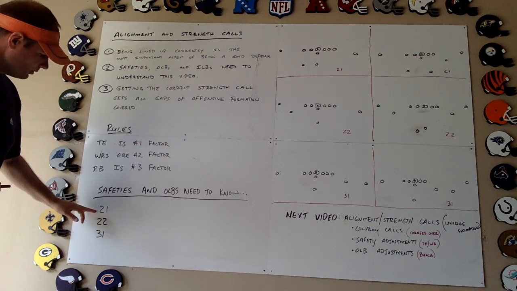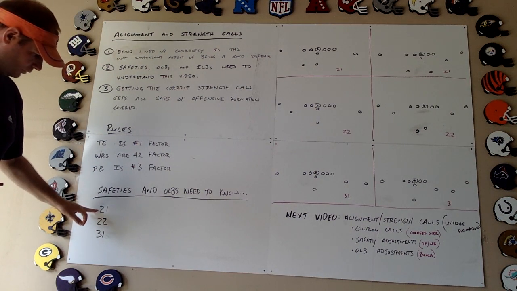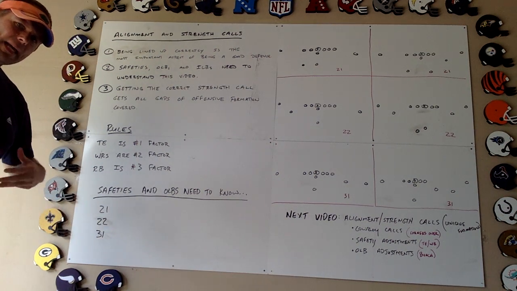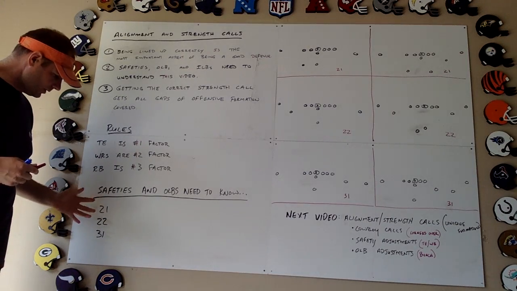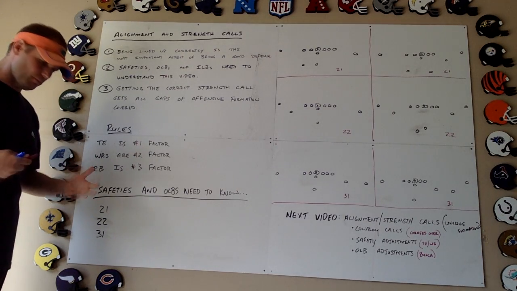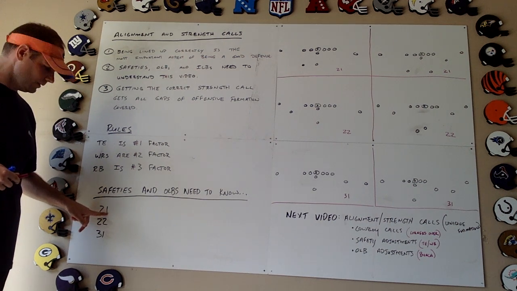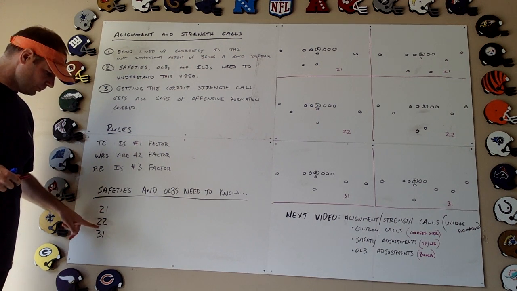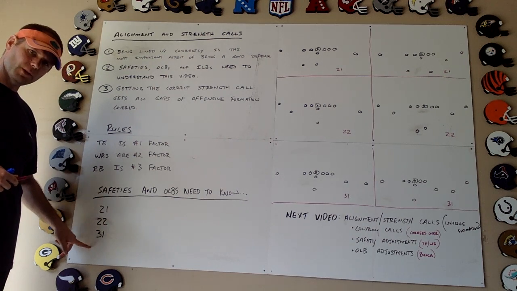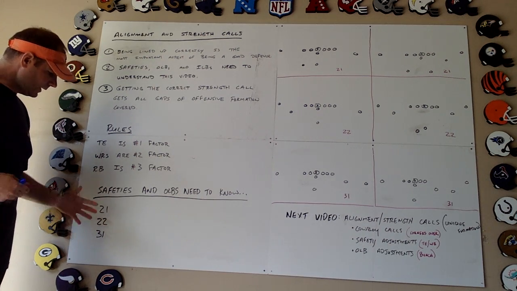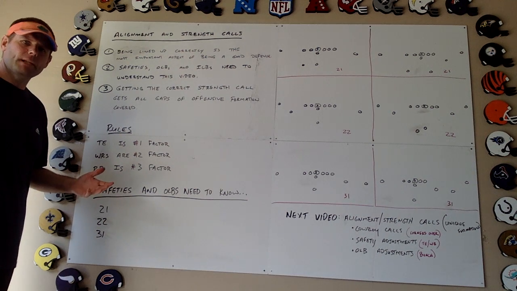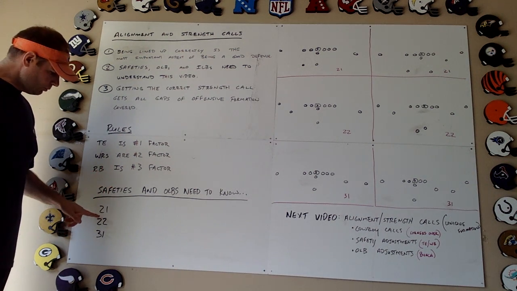Our safeties and outside linebackers, you're also going to want to put this in your memory bank. 21, 22, 31, any kind of number of formations or number groupings where there's two eligibles to one side and one on the other side. So there's two eligibles on one side and two on the other. There's three on one side and one on the other. Now, how that gets made up, it would be a lot of different ways.